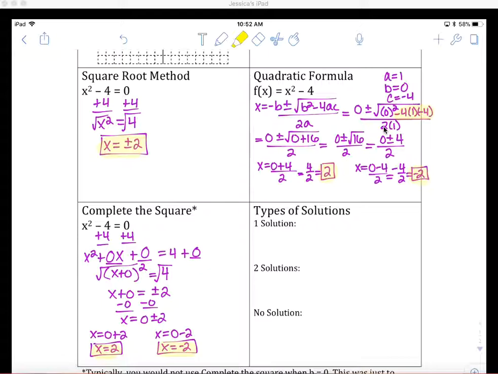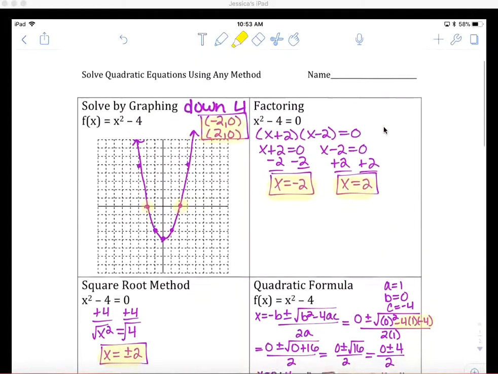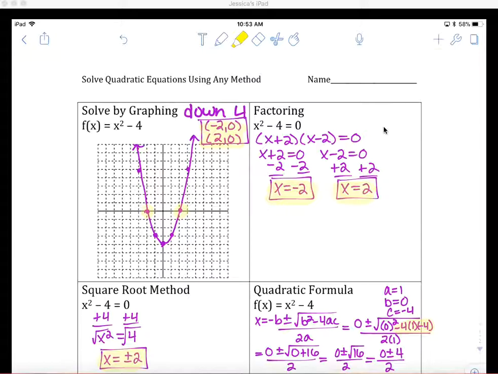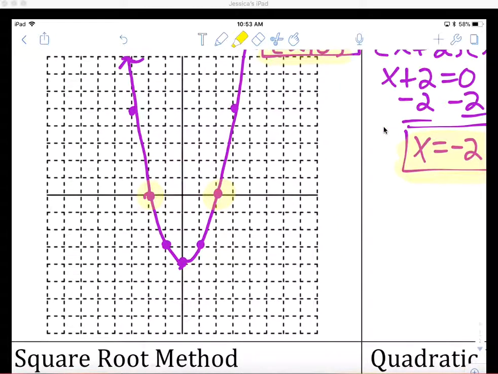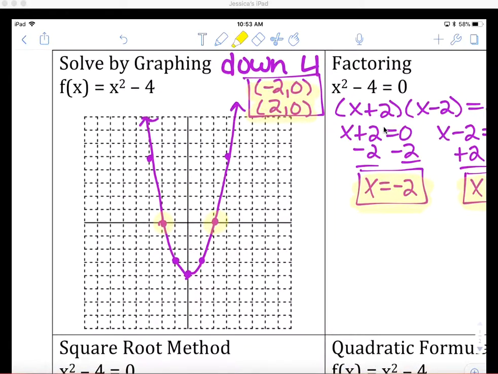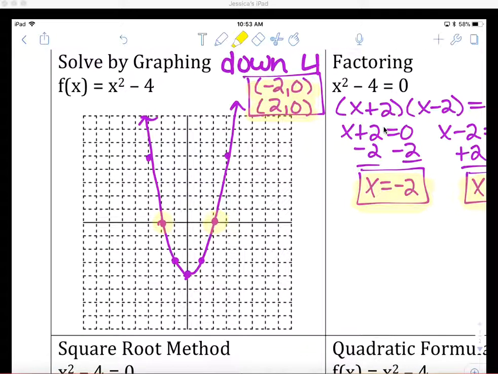So what's important is that you know the method behind all the answers. I'm going to go through and show you when you should use what method. For graphing, it really depends on the problem. With graphing, if it's a perfect point with no decimals, it's a really good way to just look at your x-intercepts. Graphing is also a good method when you have a calculator. You can always check the other methods by plugging in your question into the calculator and looking at the graph.